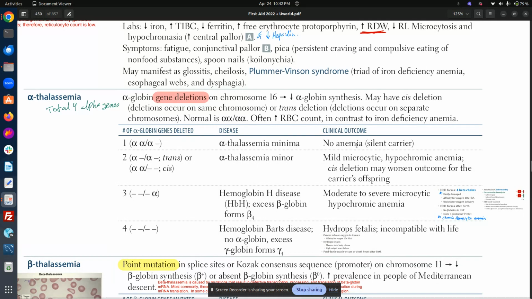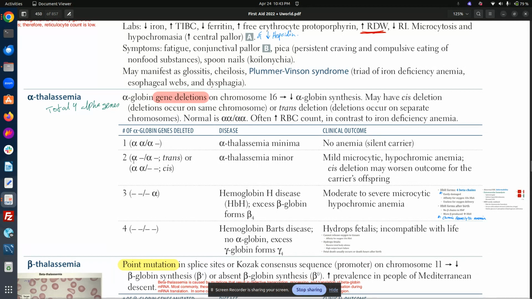Usually the patients have no anemia. They are silent carriers and don't have symptoms like fatigue, pallor, or any kind of symptoms. The second type is alpha thalassemia minor, which is a deletion of two genes. Two genes can be deleted from one chromosome. If two genes are deleted from the same chromosome, it is called cis.